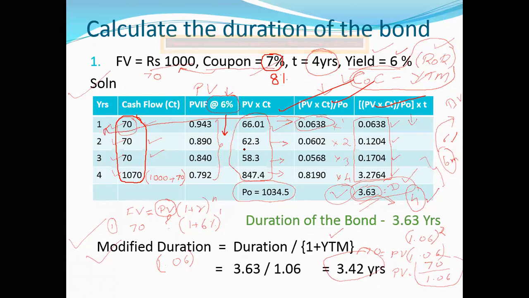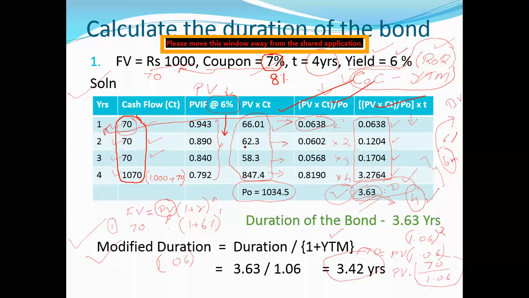So this is how you have to calculate the duration of the bond. Any doubts in understanding this, please? Because this is a sure shot question in your final exam: calculation of duration. And believe me, they will not ask only one bond. They will give you a variety of bonds.